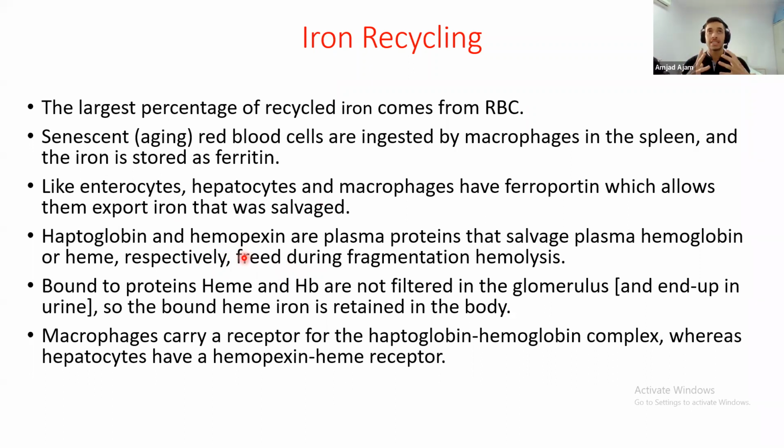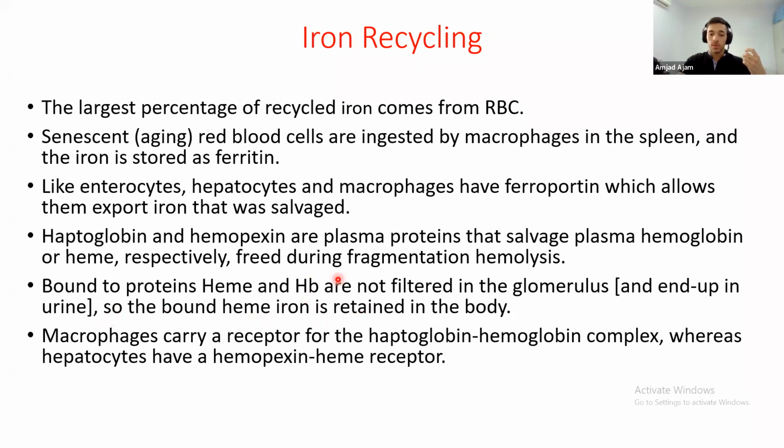So they are not excreted through the kidney in the urine, because we require the hemoglobin and heme for iron recycling. We don't want to lose this heme and hemoglobin. When these plasma proteins bind, they will not be filtered in the glomerulus, in other words, in the kidney. So they are not filtered out in the urine, and the heme and hemoglobin will be retained in the body. Why? Because we need that iron.